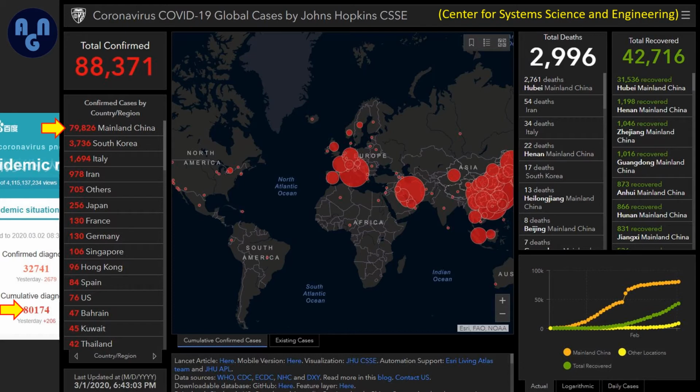to what we have, which is 79,826. So that total confirmed on top would go up a little bit because we're a little behind there. Sometimes it's off by several hundred. It makes a really big impact, but we're still in the 88,000 range globally.